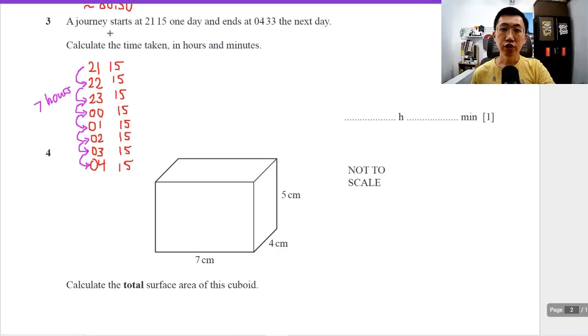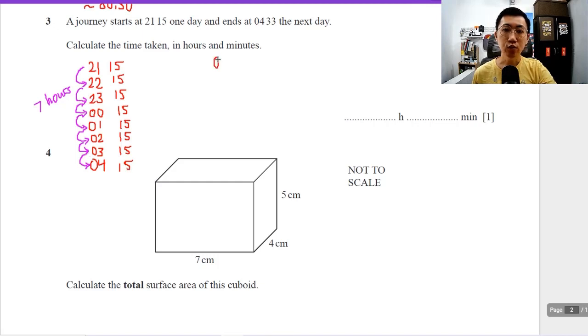Question 3, a journey starts at 21:15 one day and ends at 04:33 the next day. So calculate the time taken in hours and minutes. So teacher can see that it's just a 1 mark question, means you don't have to show working, okay? So a great tip that I can share with you is you write the hour like this first, from 21:15 all the way to 4:15 first. So you just find out the hours, and teacher can see that actually 7 hours has been taken, right?